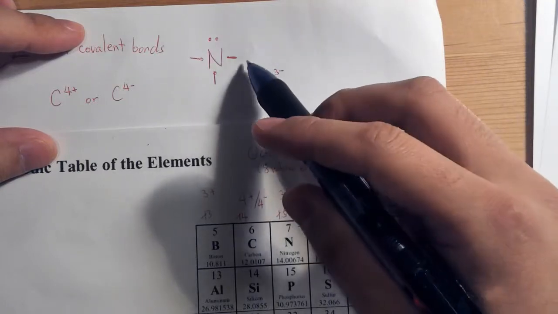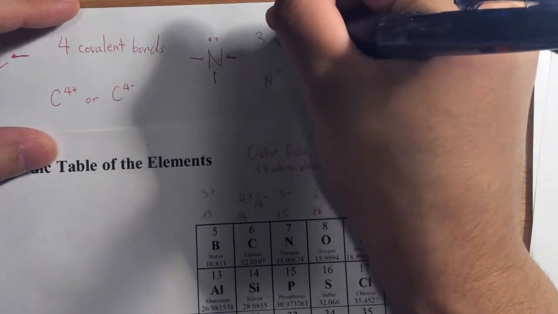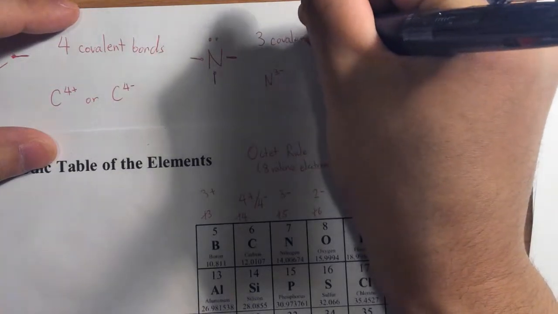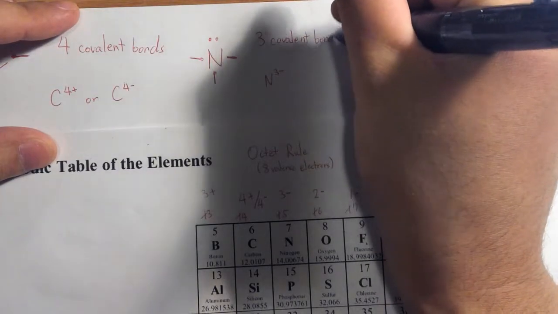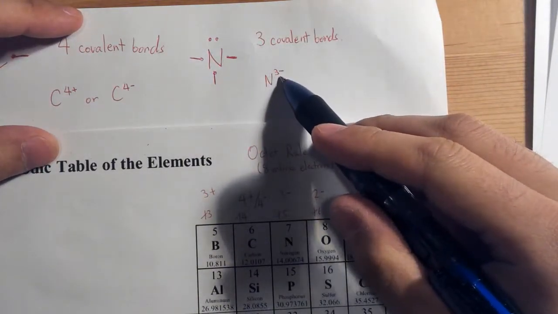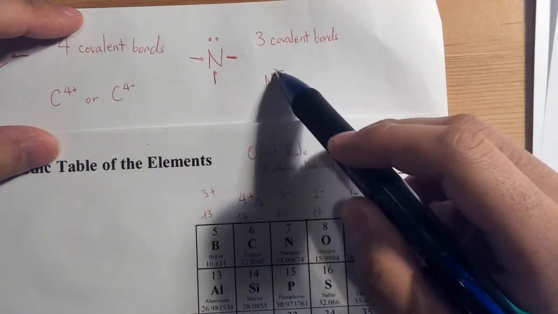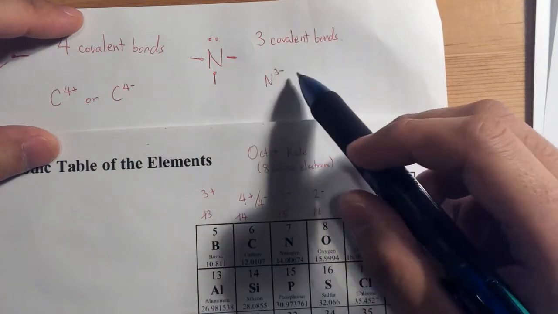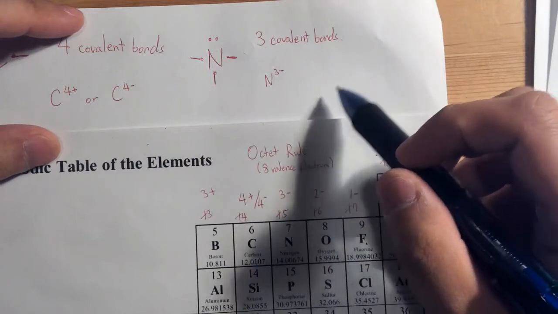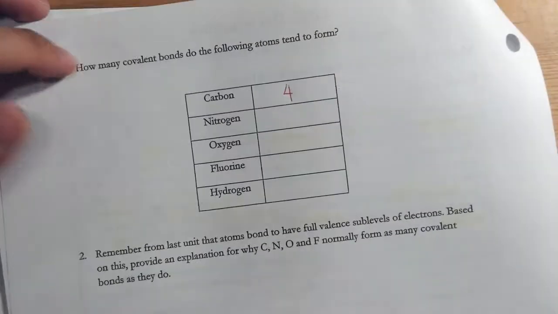Alright? So, this means there's going to be 3 covalent bonds. And the same goes here: 3 minus represents 3 charges, or 3 electrons that need to be combined with other elements' electrons. So there are 3 covalent bonds here. So I'm going to put down 3 here.